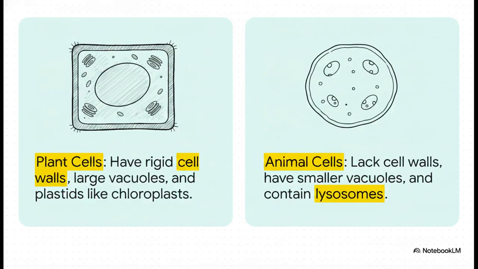Similarly, when you're looking at plant versus animal cells, you have to remember this core difference. Plant cells are defined by having those rigid exterior cell walls, massive storage vacuoles, and special organelles called plastids. Chloroplasts used for photosynthesis? Yep, those are plastids. Definitely star vacuoles and plastids in your notes because they are incredibly high yield for exams. Animal cells, meanwhile, completely lack cell walls and plastids, but they do feature those waste-destroying lysosomes we just talked about.